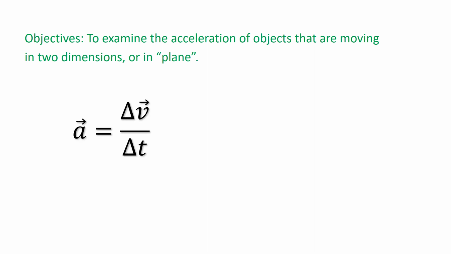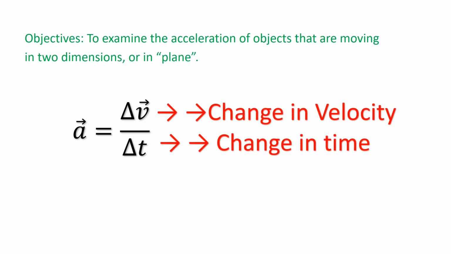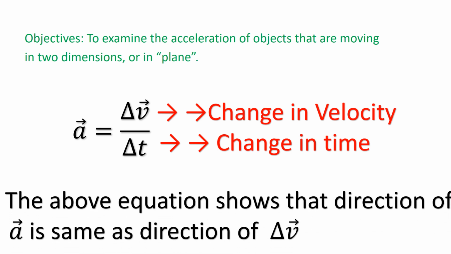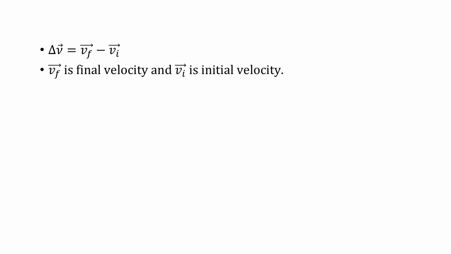Here we have the definition of acceleration, which is your change in velocity over your change in time. This is something that you should have seen over your last lab. The above equation shows that the direction of acceleration is the same as the direction of your change in velocity. We're going to see exactly what that means here in just a second. All right, so what is your change in velocity? Your change in velocity is always going to be your final minus your initial velocity. Here, VF is the final velocity, VI is the initial velocity.